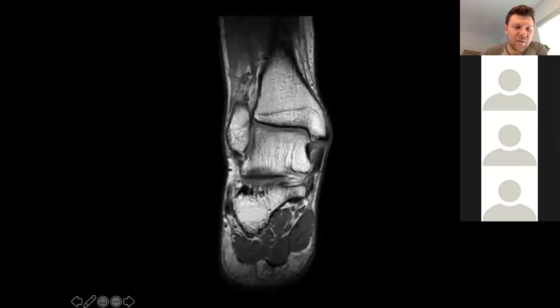Anyone, this is our last one. Does anybody want to step up and do an ankle coronal image?